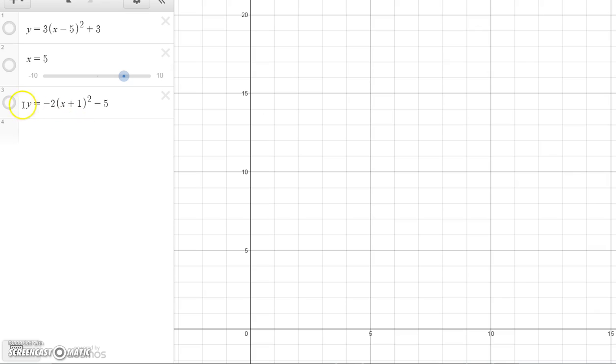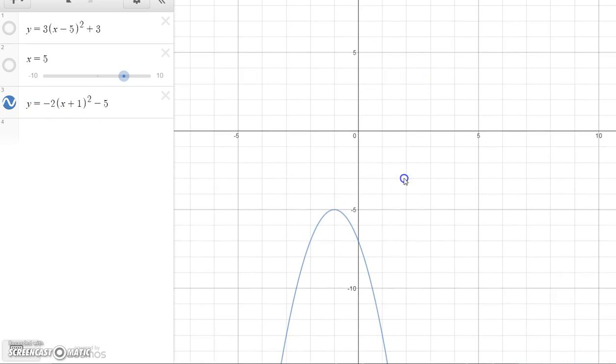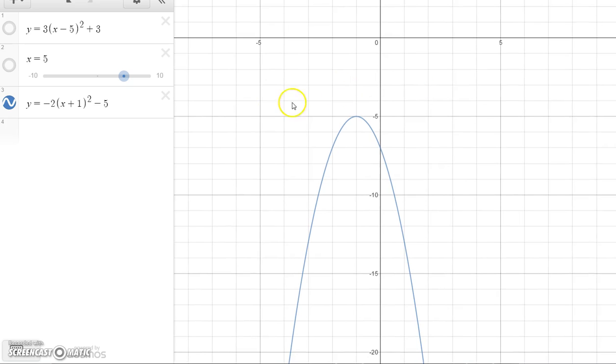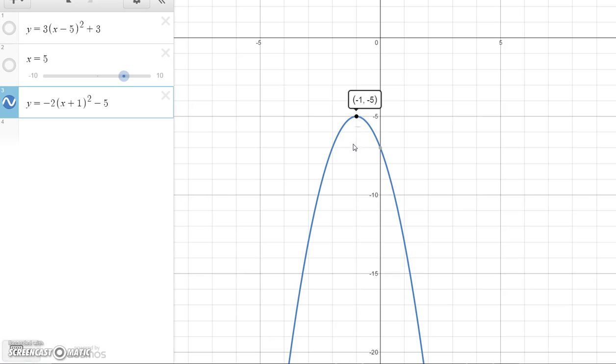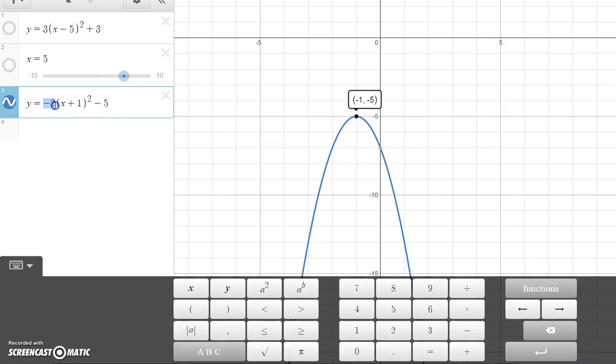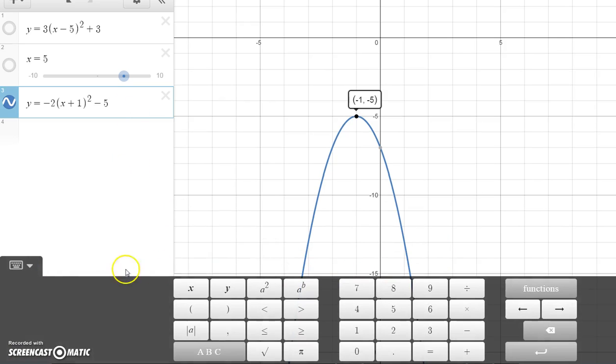And then on the other graph, to graph it, I actually have to scroll up because of where the vertex is and the position of this. And here you can see that the vertex is at (-1, 5), and remember we said it opened down because a was negative.